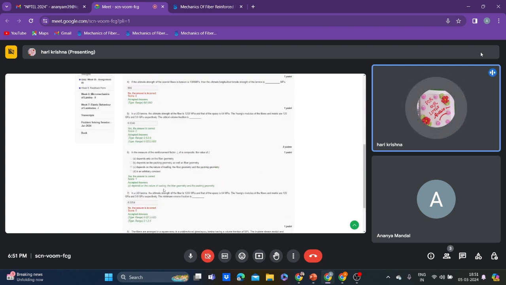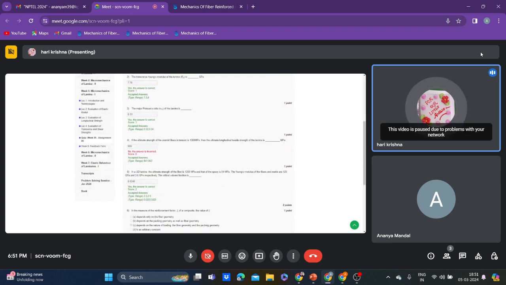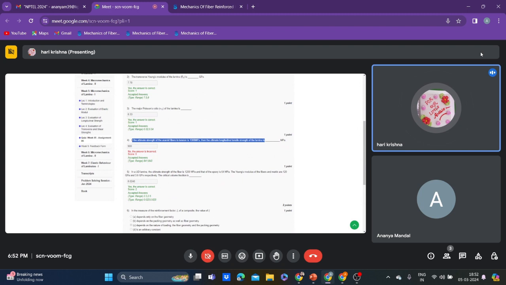Okay, ma'am. Also, can you explain how it is related to this? Ultimate tensile strength and ultimate long-term tensile strength. When you are free, you can check and tell me about this relation: ultimate tensile strength to ultimate long-term tensile strength of a lamina.